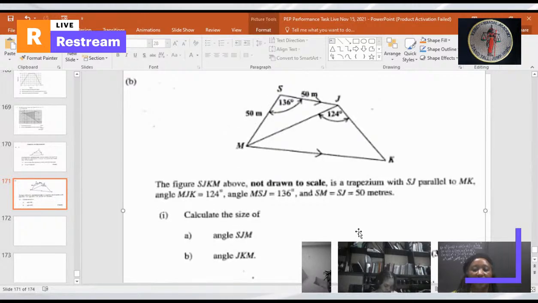Yes, miss. It's not drawn to scale. It's a trapezium with SJ parallel to MK, and the angle MJK is 124 degrees, and MSJ is 136 degrees, and SM is equal to SJ, which is 50 meters. Calculate the size of A, angle SJM, and B, angle JKM.